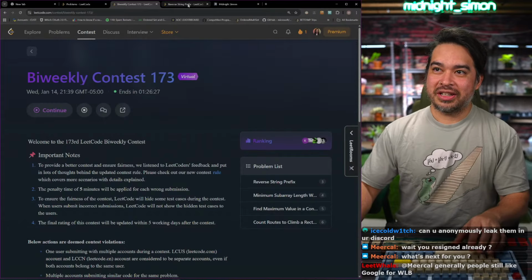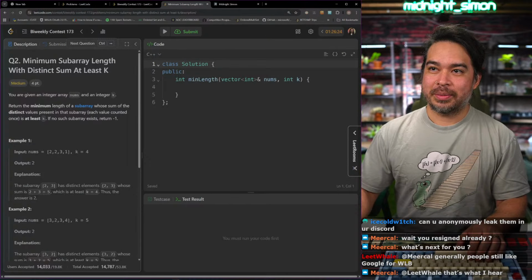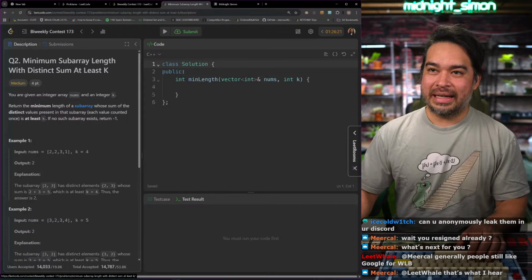Oh shit, I'm taking a contest, I forgot. Next question. Minimum subarray length with distinct sum at least K.